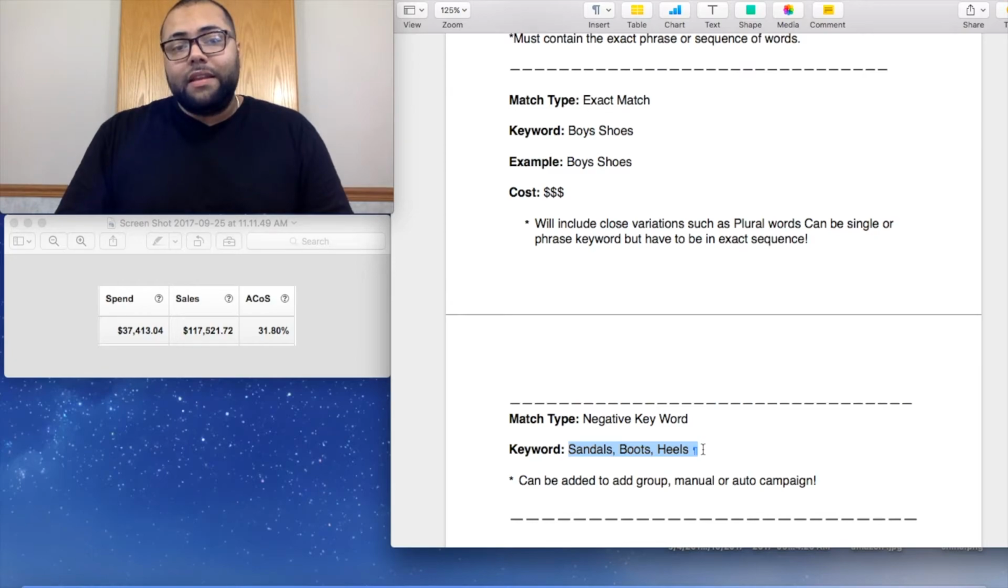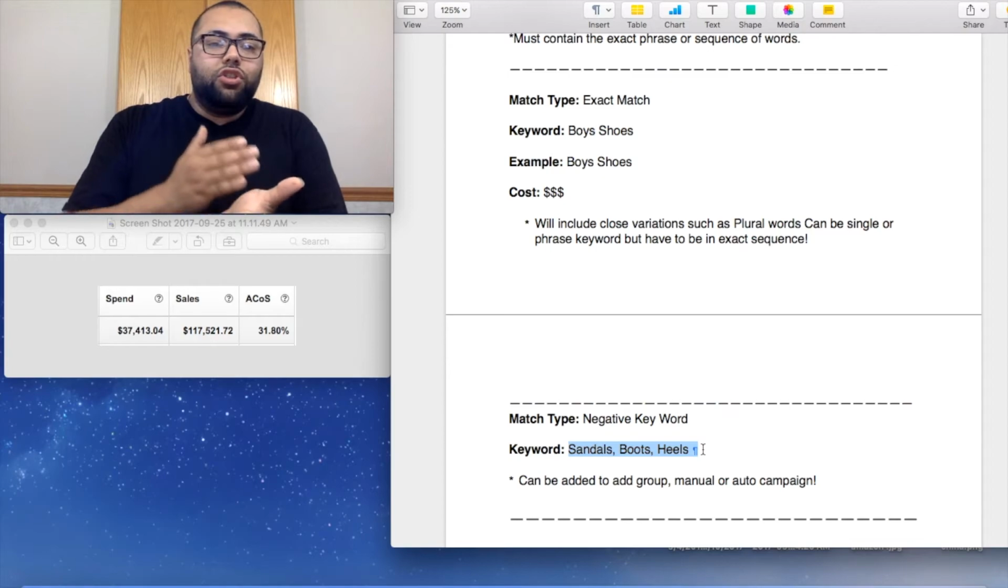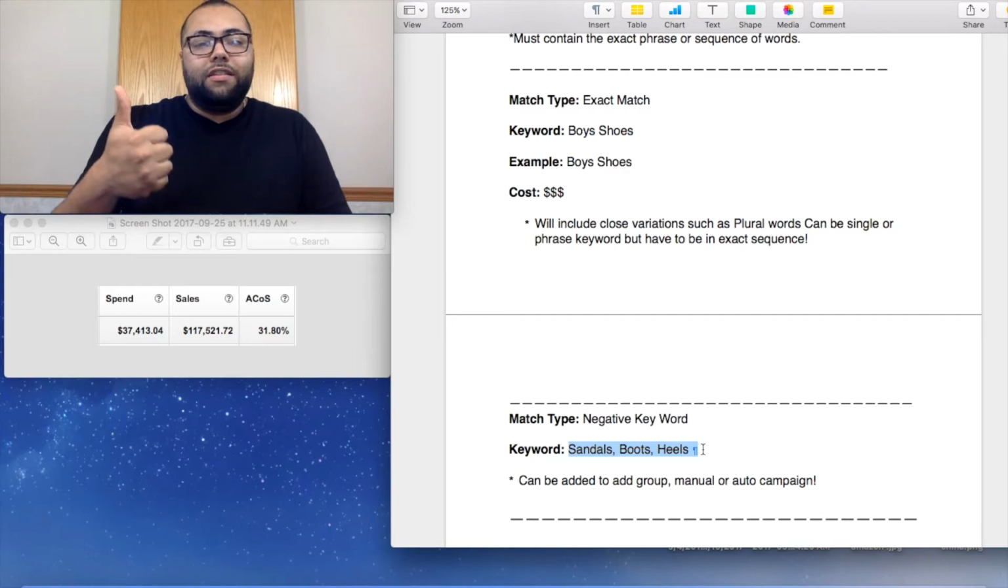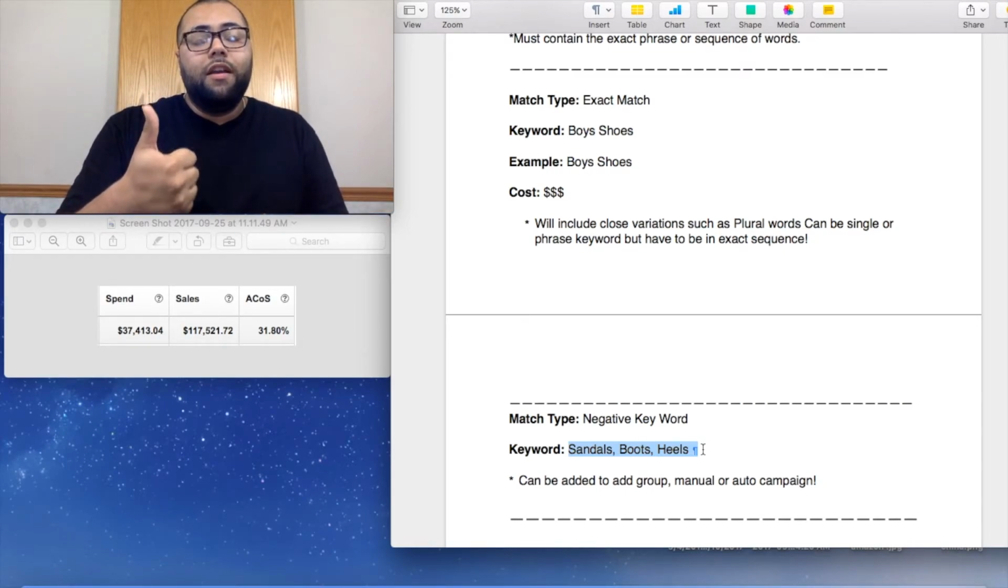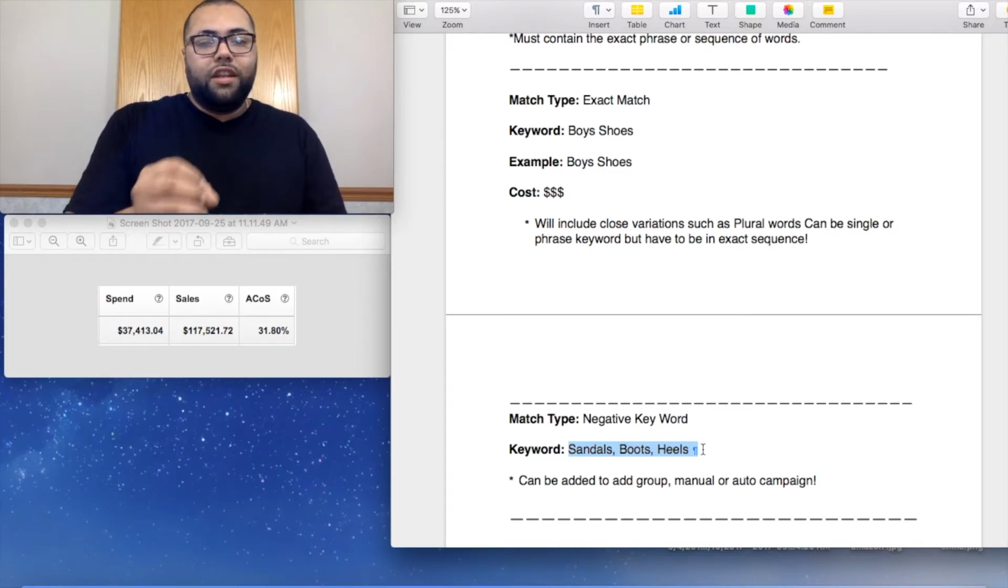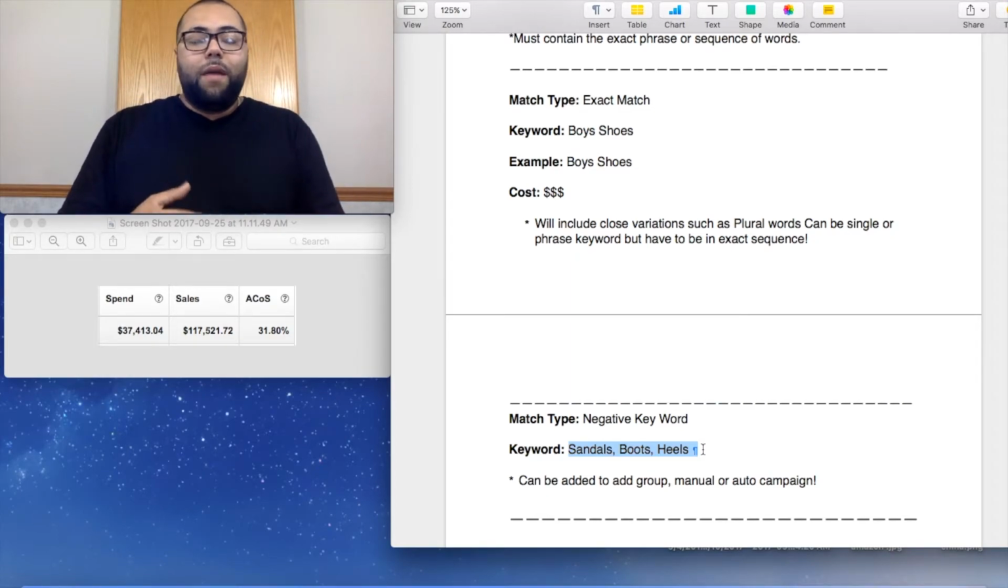What's going to happen, especially in an automatic campaign, and sometimes in a broad campaign, is that Amazon's goal is to get you the most impressions possible, because the more impressions, the higher the CTR or click-through rate, and the higher the CTR, the more Amazon makes money. The algorithm figures that if they show similar niches, sandals, boots, heels, maybe those searchers might want shoes too.